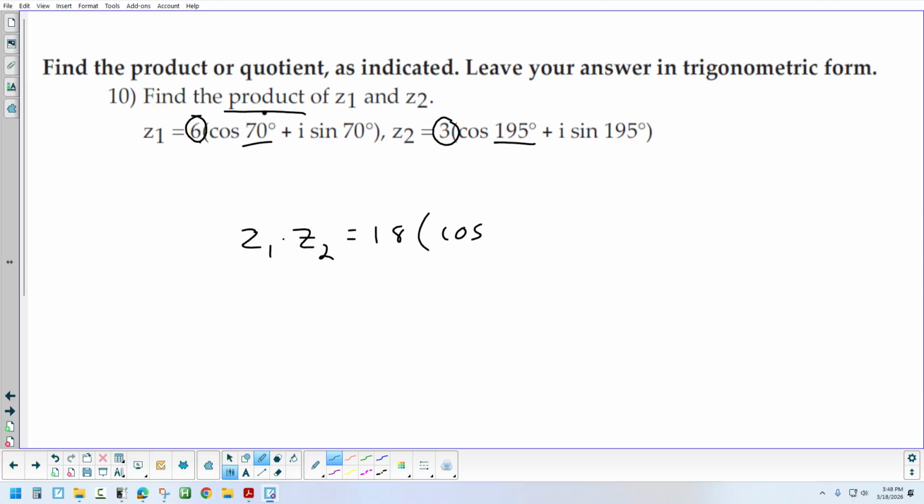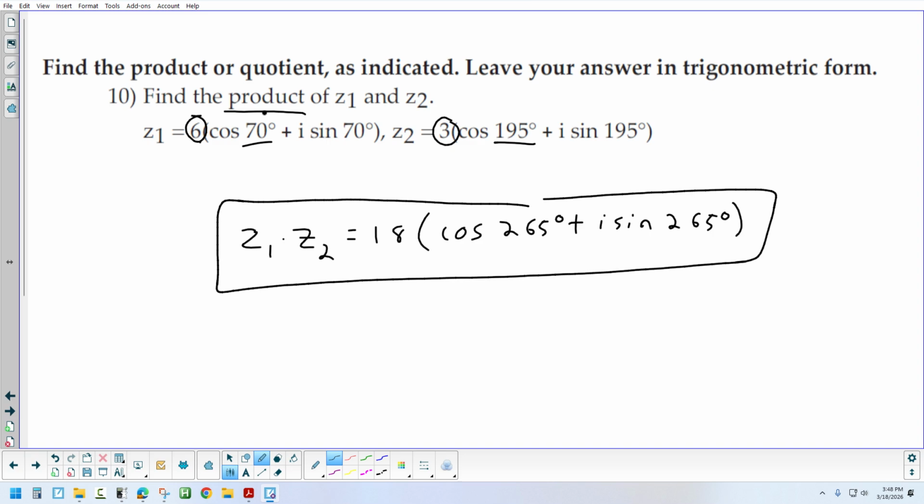265 plus i sine 265. And that's it. That's all we have to do to multiply those together in trig form. If these were not already given to you in trig form, that would be a little more work. We'd have to convert to trig form and then do it. But they're already in trig form. So just multiply the radii and add the angles.